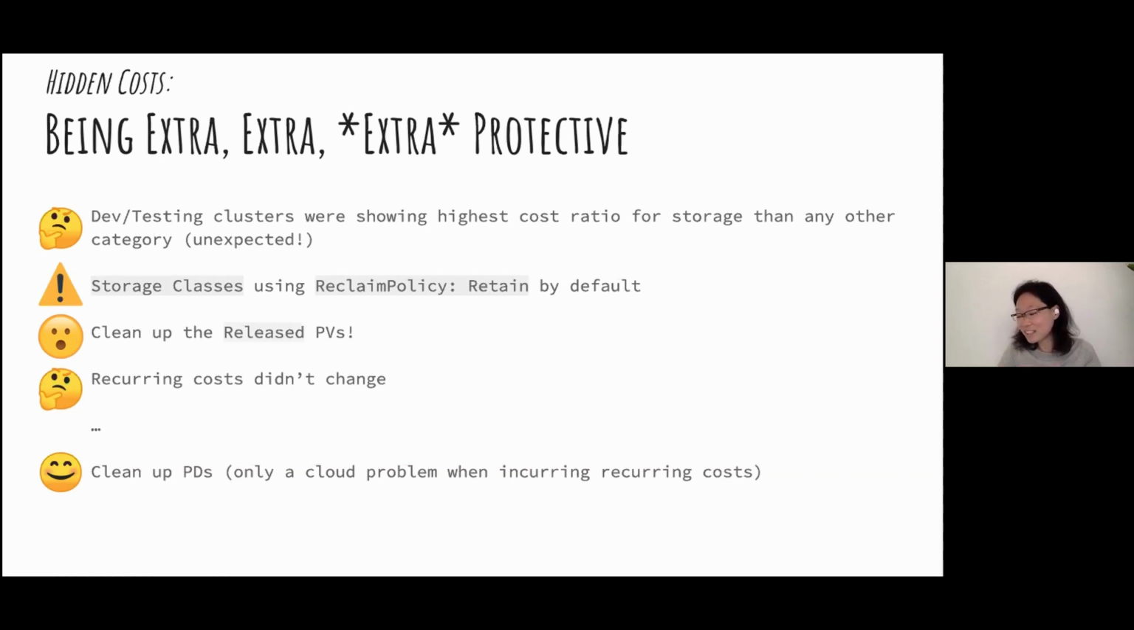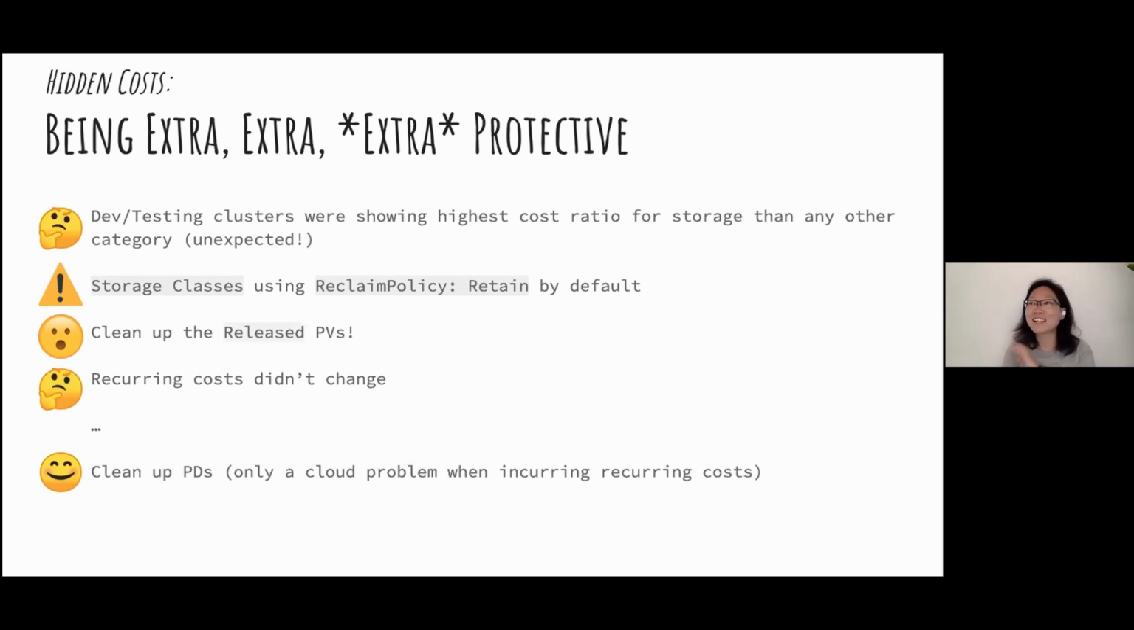But it is not wrong. On the test and dev clusters, we just didn't really need this much protection for data. So we cleaned up the released persistent volumes, but our recurring costs still didn't change, and we were super confused. We thought we had cleaned it all up. What happened? This is only relevant for cloud, but we were still paying for the underlying virtual disks that we had bought. They were still sticking around, something we didn't clean up. After we cleaned up those persistent disks, finally the costs were gone.